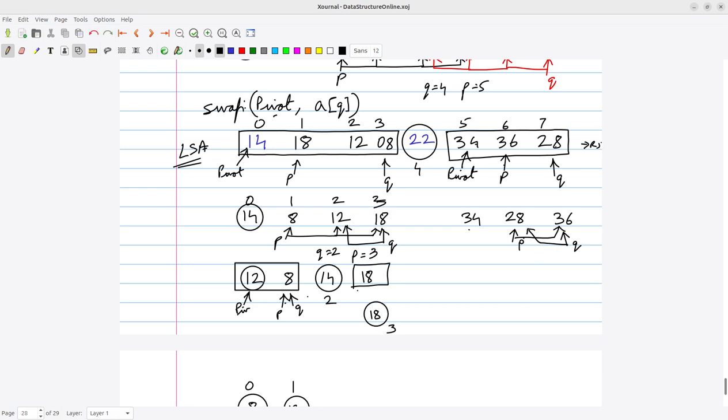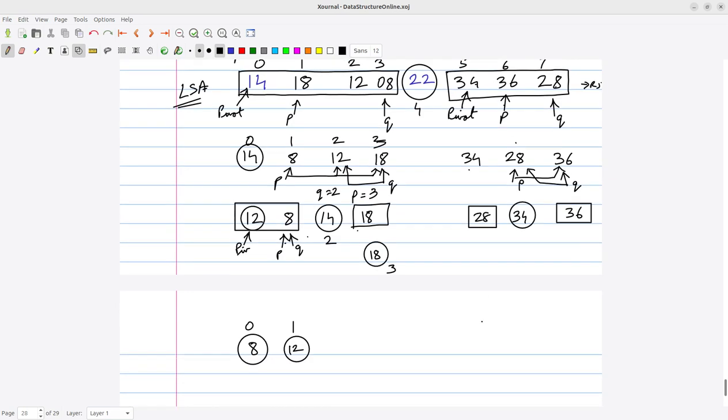So what we get is a crossover between P and Q. So we will swap the pivot element with A of Q. A of Q is at index 6, that means this position. So the position of the pivot element is over here. Towards the left you have only one element, that is 28, and towards the right also we have one element, that is 36. As there are only single elements, both subarrays are sorted. So this is 28 and this is 36.